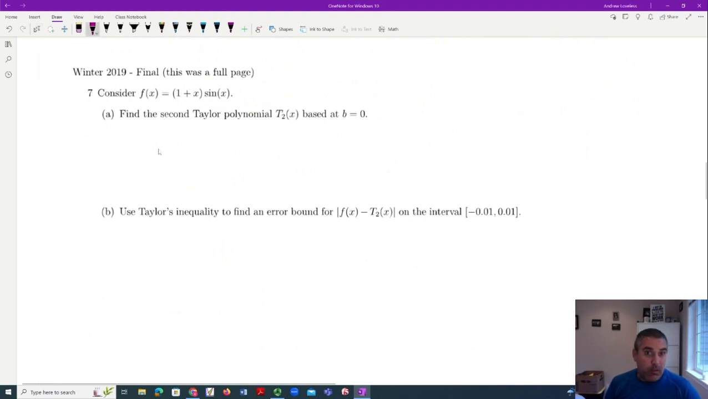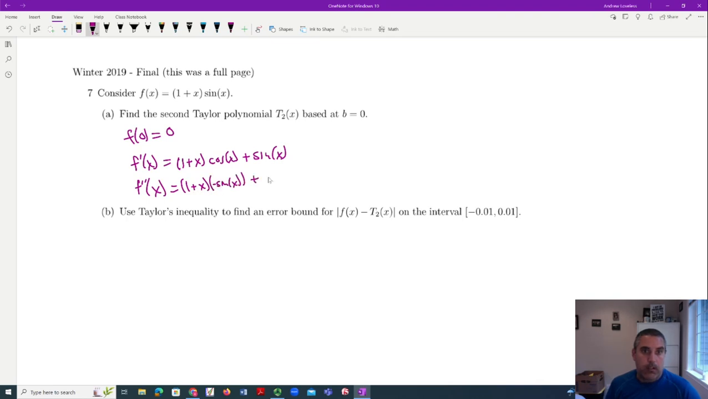Find the second Taylor polynomial for this. So we just plug in 0 and we get 0. We take the first derivative and we get 1 plus x times cosine plus sine. And then we take the second derivative, and it's going to be 1 plus x times negative sine. I'm doing the product rule. Plus 1 times cosine plus cosine. That's a derivative of this. The rest of this came from the product rule.